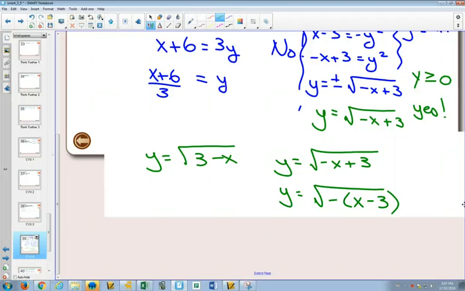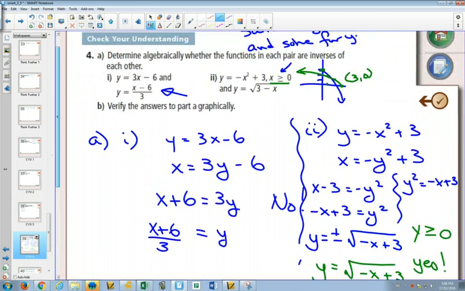So what is this going to do? It's going to flip it over the y-axis, then move it 3 to the right. Does that match up with the graph that we drew up here? Yes, it does. It flips it over and moves 3 to the right.